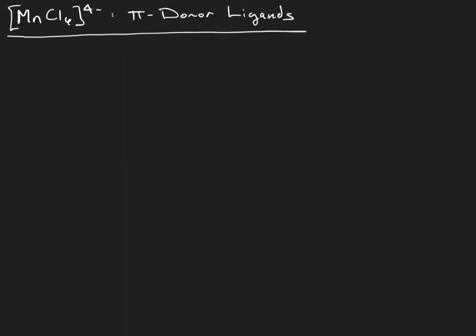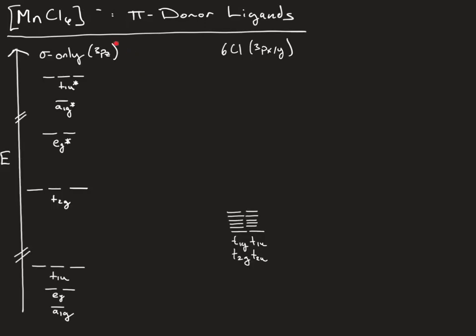I'm now going to go through and derive the ligand field diagram for the manganese hexachloro species, which has pi donor ligands. The 3pz orbitals on the chlorines are going to behave as sigma donors. So what we're going to do is start with the sigma donor molecular orbital diagram that we just derived and add the pi interactions on top of that. So what we have now is the sigma only diagram resulting from the sigma type interactions between the manganese atomic orbitals and the chlorine 3pz orbitals. And then we have the SALCs from the chlorine 3px and 3py orbitals.